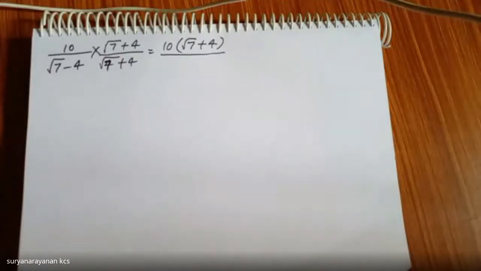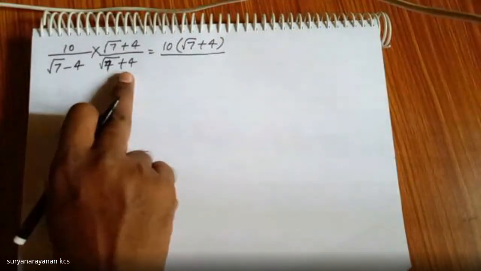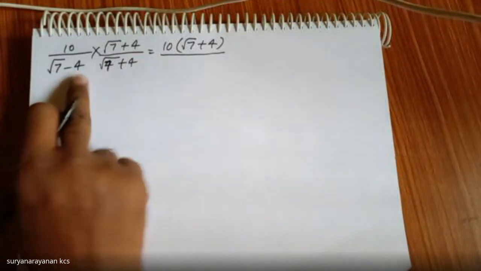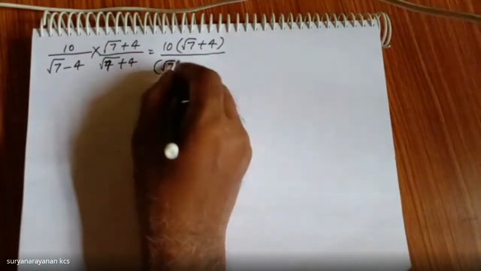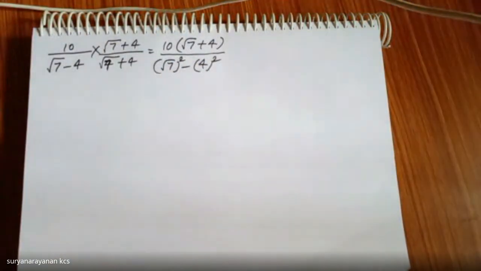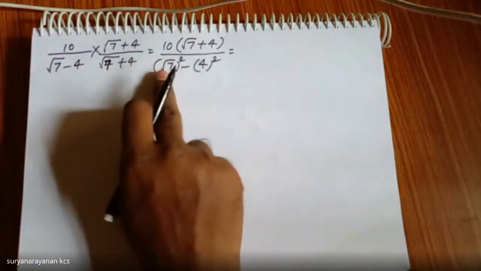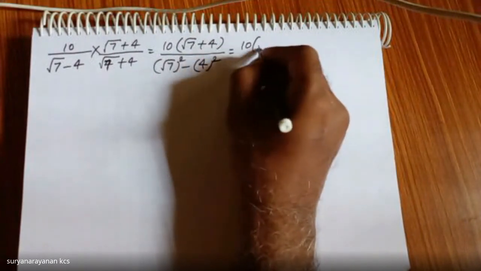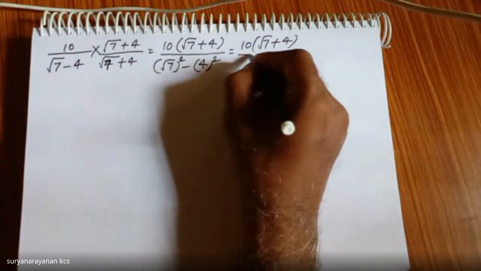Yes. All of you listen to these algebraic identities, my dear children. You have already learned this algebraic identity in the earlier class, in 8th class itself. Don't forget. By applying this algebraic identity in the denominator, where a is equal to root 7 and b is equal to 4, we get root 7 whole square minus 4 whole square. Now, let us simplify the denominator. We leave the numerator as it is, 10 into root 7 plus 4.